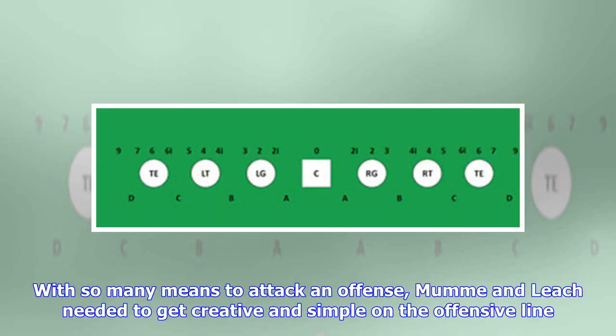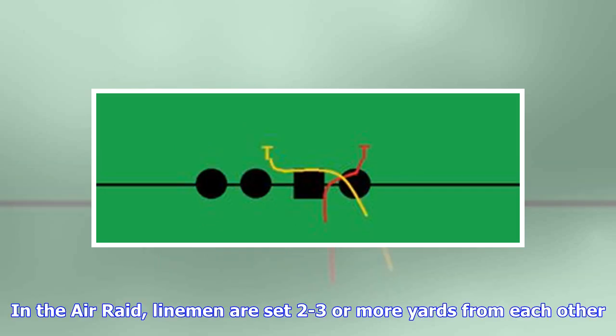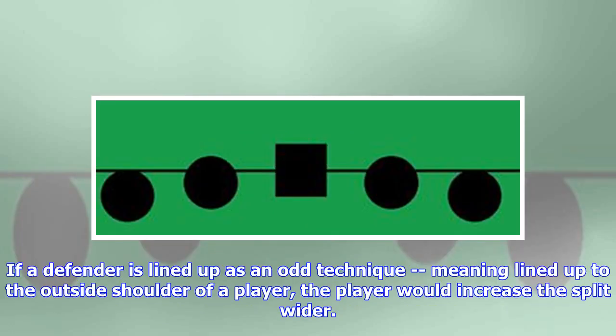With so many means to attack in offense, Mumme and Leach needed to get creative and simple on the offensive line. First step was to increase the split, or distance, between the linemen. In a typical set, linemen are about a foot or so away from each other. In the air raid, linemen are set 2 to 3 or more yards from each other. If a defender is lined up as an odd technique, meaning lined up to the outside shoulder of a player, the player would increase the split wider.